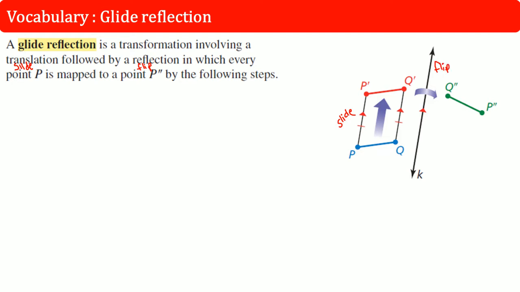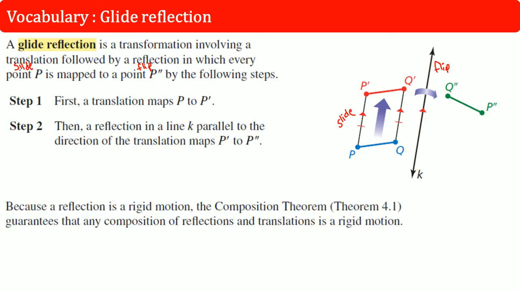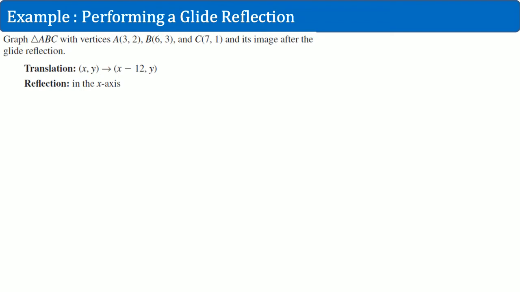Here's an example for us to look at. Notice that this is the original image. A is 3, 2, B is 6, 3, and C is 7, 1. It's going to go through a translation, then a reflection. Let's try to get some values here. So it first does a translation. So we get this. Let's grab this, and we plug it in here.